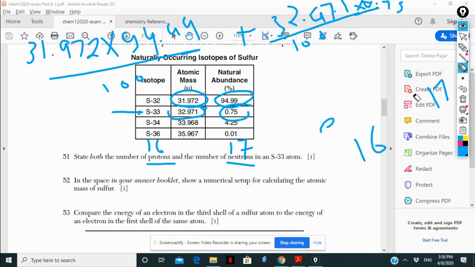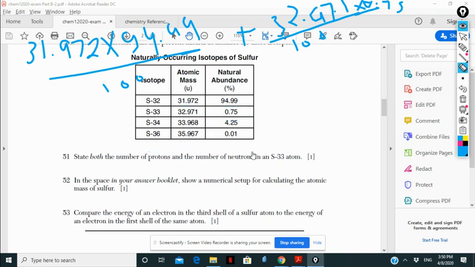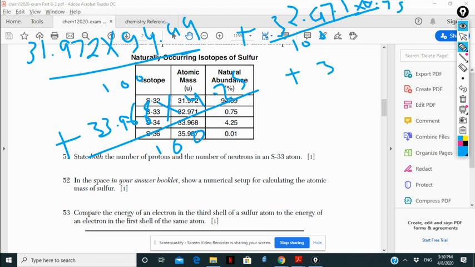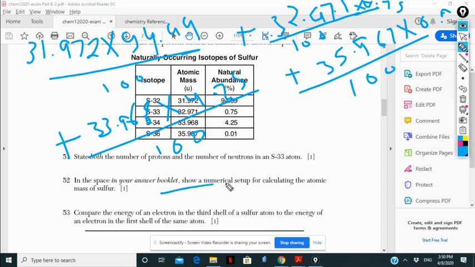Plus 33.968 times 4.25 divided by 100, plus 35.9, I can't see the number, maybe 67 times 0.01 divided by 100. That's the numerical setup. He doesn't ask you to find the answer. Be accurate, just do what he's asking you about, don't waste your time.